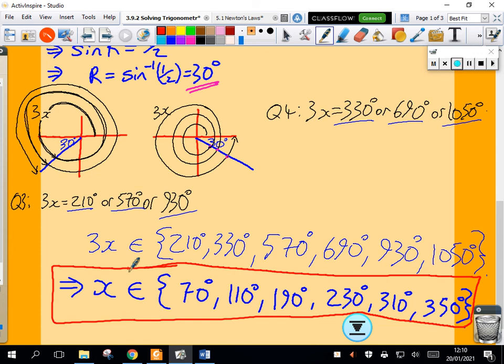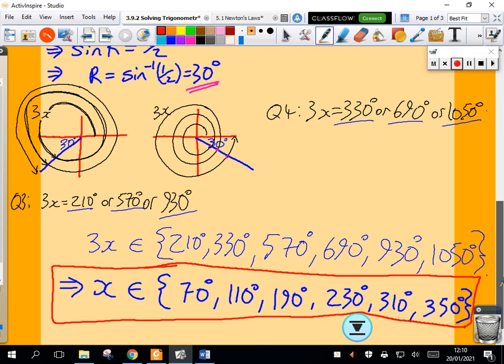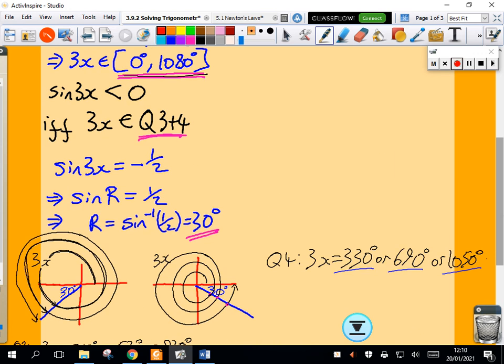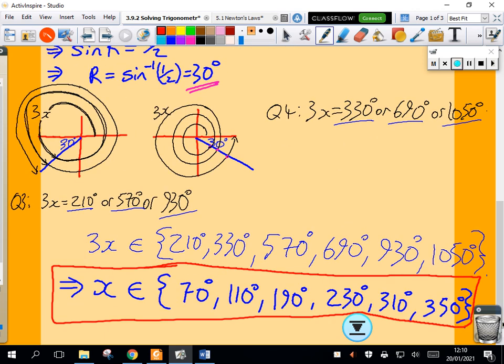How do I check them? Well, I plug them back in. Well, first, I suppose, check the domain. Are all your answers between 0 and 360? Well, yes, they are. Every single one of them is between 0 and 360. Do they satisfy this equation, sine of 3x equals negative a half? Well, plug each one in. Type into your calculator sine of 3 times 70 degrees. Be careful how you put that into your calculator. Okay? And check, check, check, check. Repeat all your checks, and you'll see that those are all your answers.